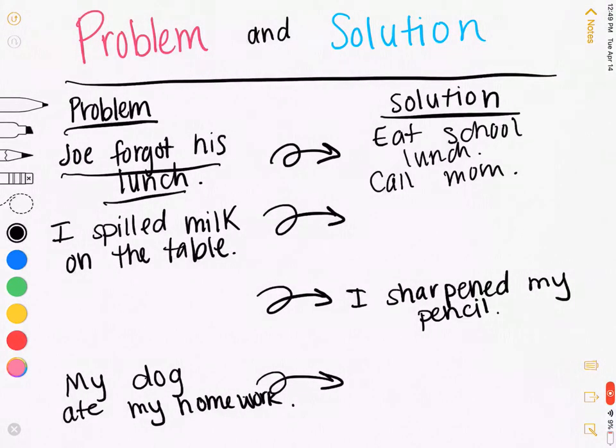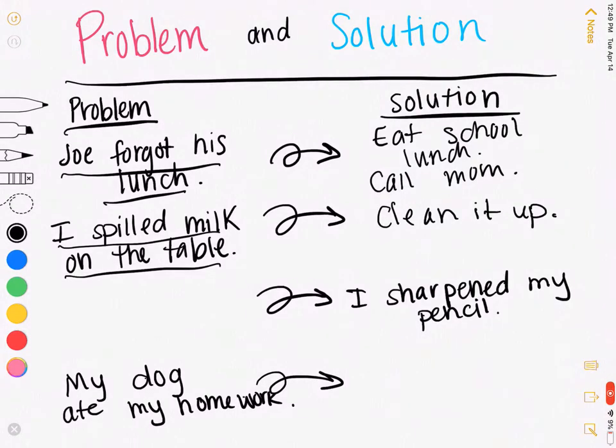All right, our next problem is I spilled milk on the table. So if you spill something, or you're making yourself a bowl of cereal and you spill some milk on the table, what would you do to solve that problem? So this one's probably pretty easy. Obviously, when we spill something, the best solution would be to clean it up or to wipe it up. So clean it up, okay?